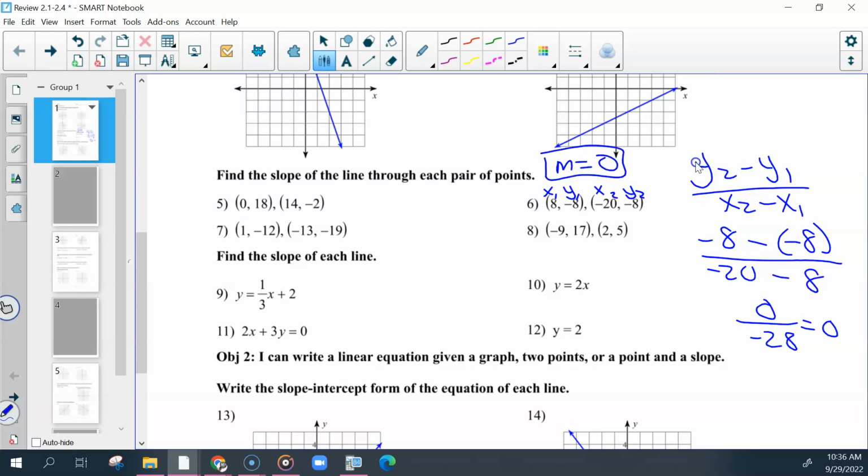Make sure we're being specific. Label our answers. M equals, we're looking for slope. Other questions?